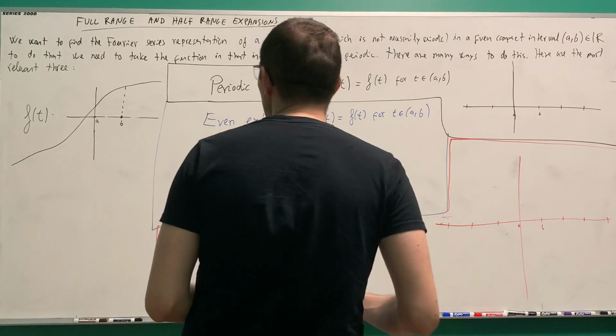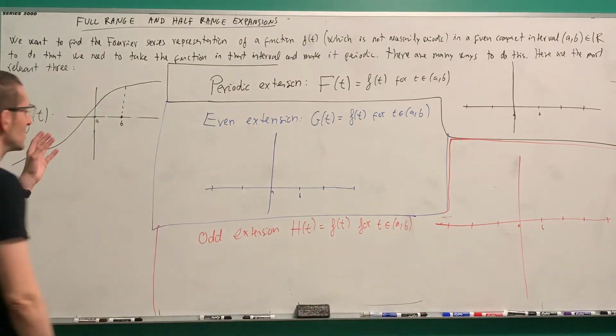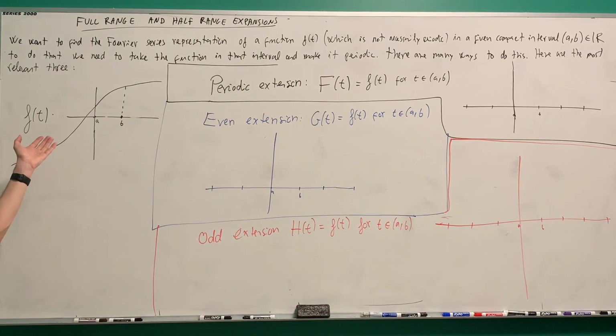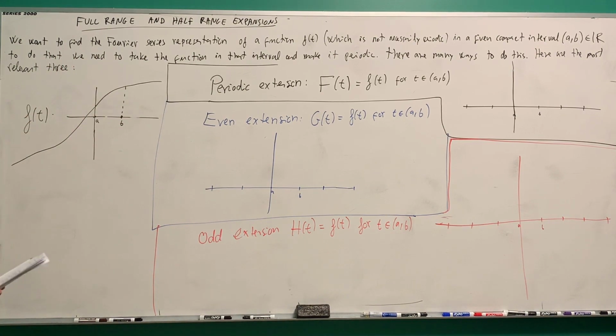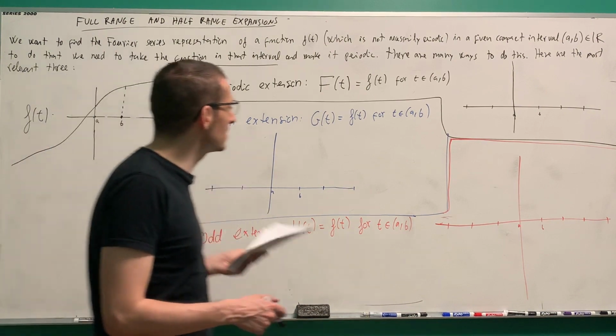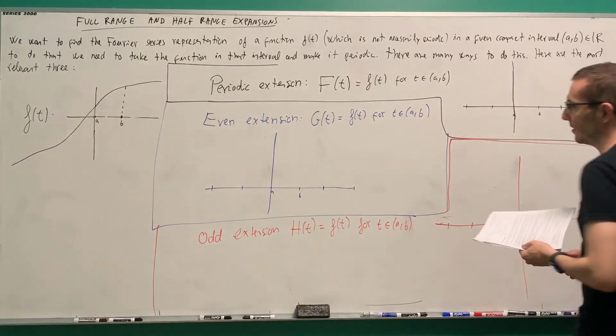Okay, so imagine that the function that I want to represent is this one. We're going to do several. But first we're going to plot what are the extensions of these functions, what we call the periodic one, what we call the even one, and what we call the odd one. And we're going to analyze their periods. Let's begin with the periodic extension in black here.